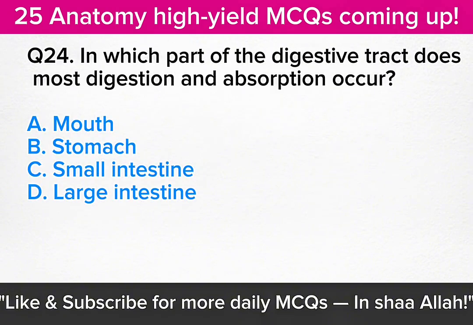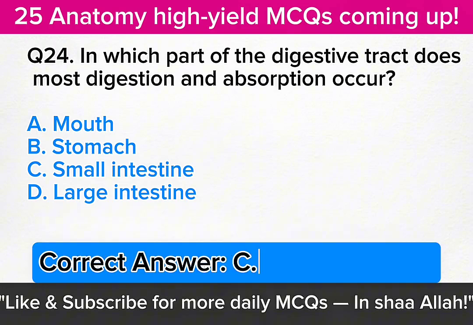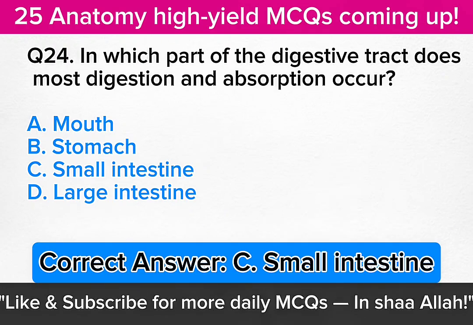Q24. In which part of the digestive tract does most digestion and absorption occur? A. Mouth. B. Stomach. C. Small intestine. D. Large intestine. Correct answer: C. Small intestine.